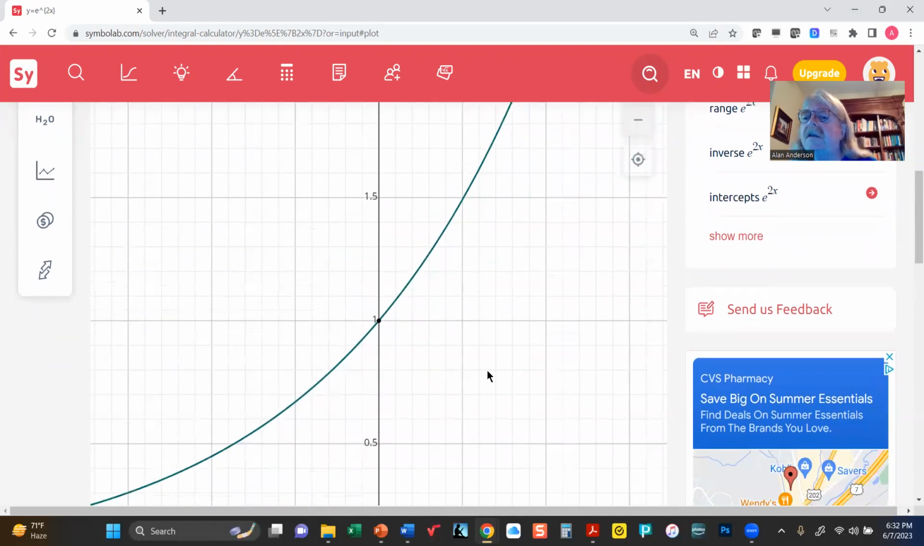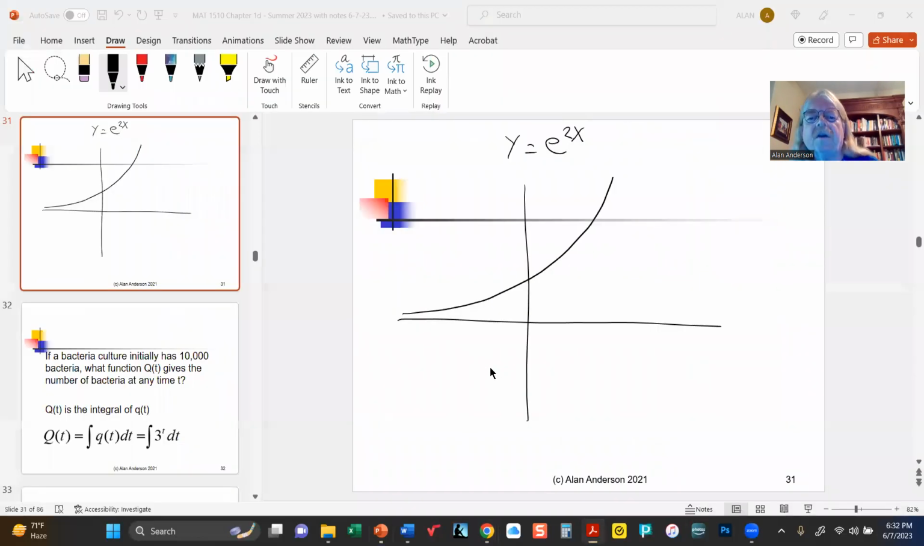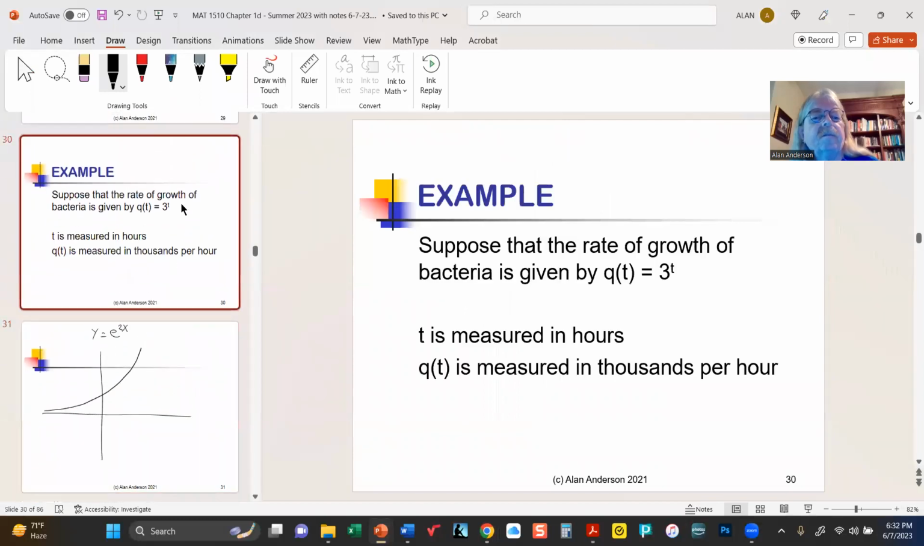But the idea here is that it's a very rapid growth rate, and bacteria have been observed to grow at an exponential rate, which means first their population grows fairly slowly, and then before you know it, it's growing like crazy. So why don't we assume that the growth rate for bacteria is described as Q of t equals 3 to the t power. Now, Q means quantity, t means time. So this is meant to be the quantity that we observe at time t.